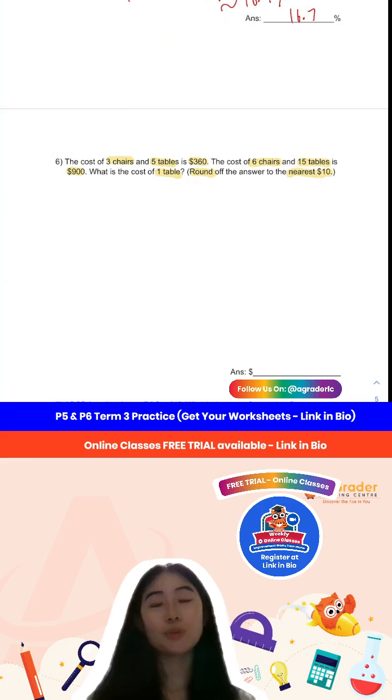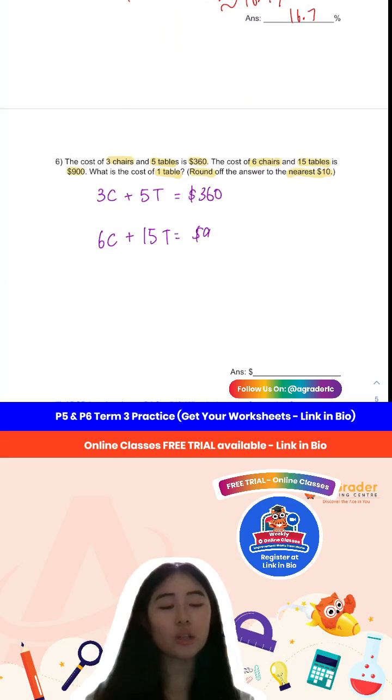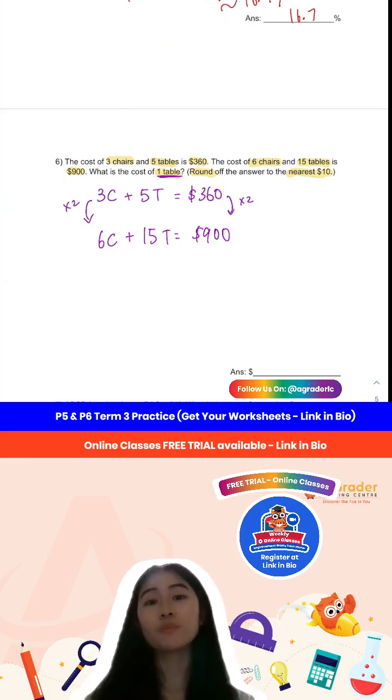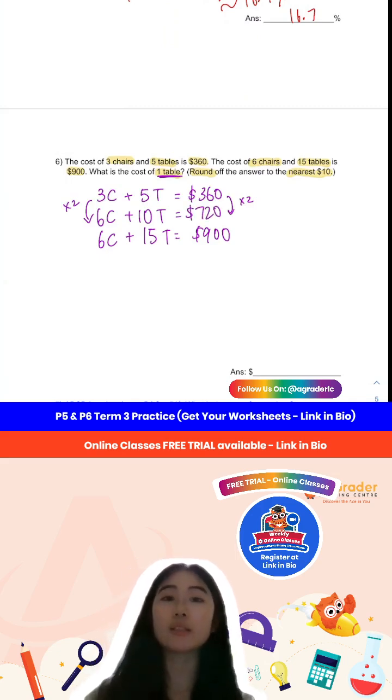So I'm just going to use alphabets to represent the items, okay? So 3 chairs will be 3C, 5 tables is 5T. So if you add it together, it's supposed to be $360. I will do the same with the 6 chairs and 15 tables, which is $900. So the question wants to know about the table. That means that I'm going to try to make the chairs the same so that later I can cancel out the chairs. So to make the chairs the same, I just need to times 2 to my first equation. I will get 6 chairs plus 10 tables equals $720.